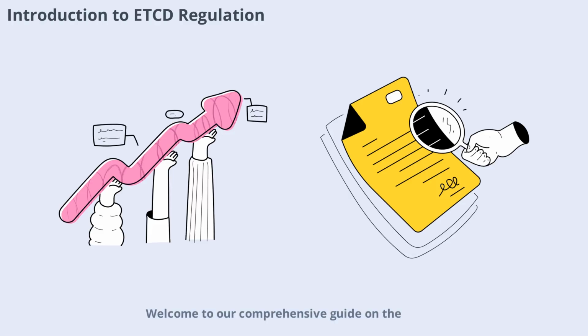Welcome to our comprehensive guide on the regulatory framework for exchange-traded currency derivatives, or ETCDs, in India. In this video, we'll break down the key roles of the Reserve Bank of India (RBI) and the Securities and Exchange Board of India (SEBI), as well as the operational rules set by exchanges and clearing corporations. By the end, you'll understand how these entities work together to ensure a safe, transparent, and efficient currency derivatives market.